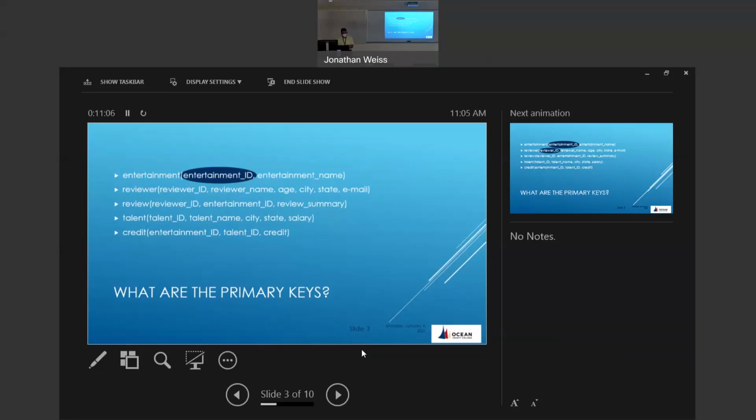All right, how about reviewer? Who wants to tell me? Yeah, Andrew. Yeah, reviewer ID, that's a good one for reviewer. Yeah, reviewer ID uniquely identifies the reviewer. How about talent? Yeah, talent ID. Those are the easy ones. You know, those IDs are unique and they specify a unique record for each of these. Okay, how about reviewer? Yeah, Michael.